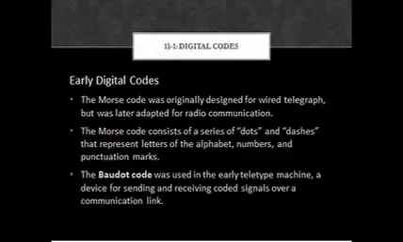Early digital codes. The first digital code was created by the inventor of the telegraph, Samuel Morse. The Morse code was originally designed for wired telegraph communication but was later adapted for radio communication. It consists of series of dots and dashes that represent letters of the alphabet, numbers, and punctuation marks.